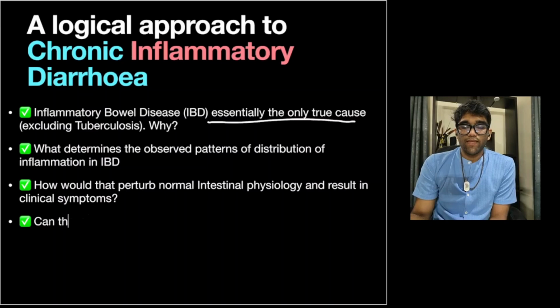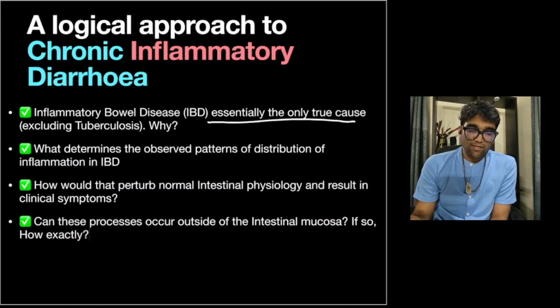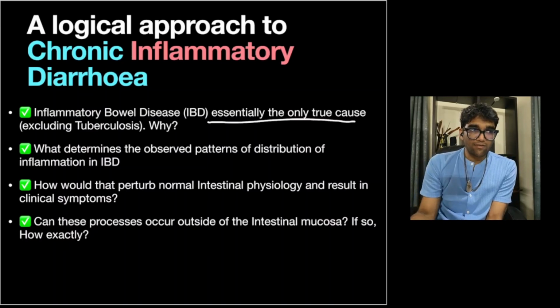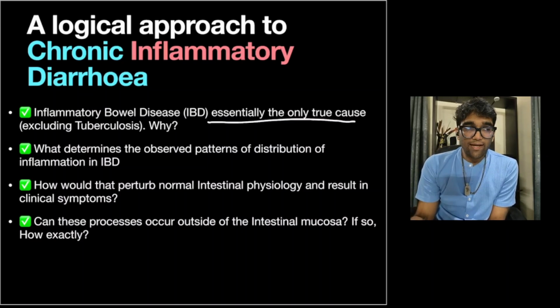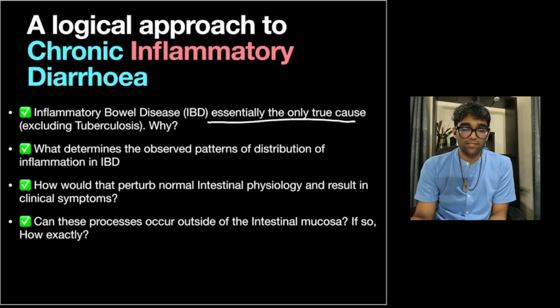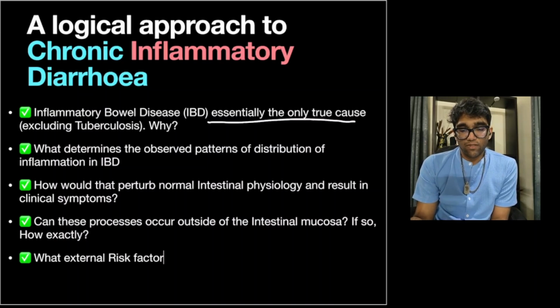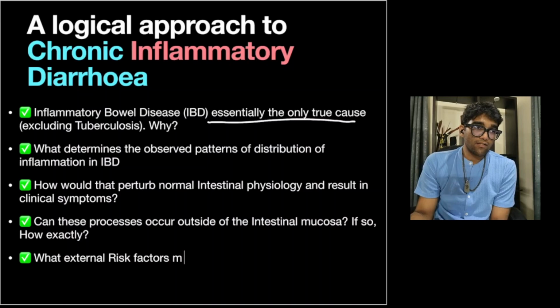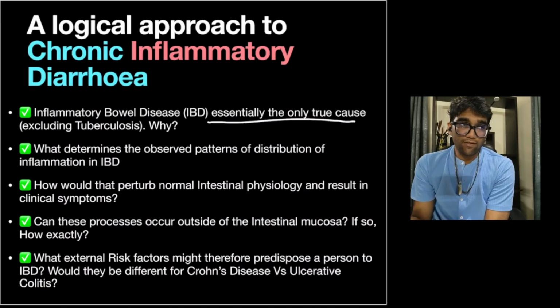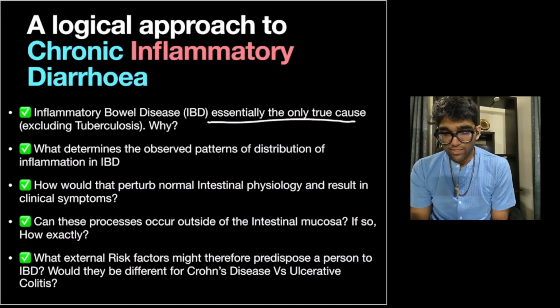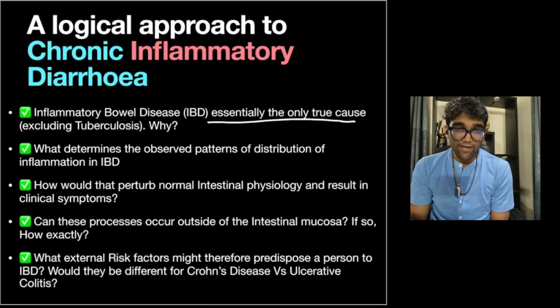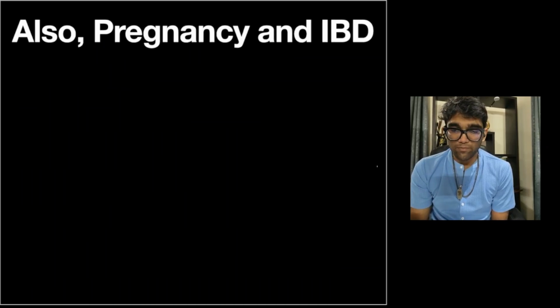Then we've discussed that yes, these processes can exist outside of the intestinal lumen or mucosa also, and we've seen there are three mechanisms for that, and those three mechanisms we'll delve into in the next discussion in the series. And we've discussed what are the external risk factors that predispose to one or the other type of polarization, and however they are different for ulcerative colitis and Crohn's disease. So there's one more bonus topic, that is pregnancy and inflammatory bowel disease.